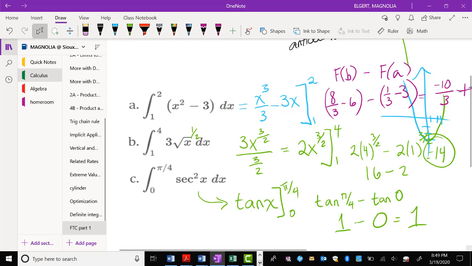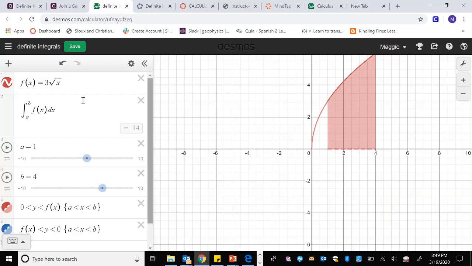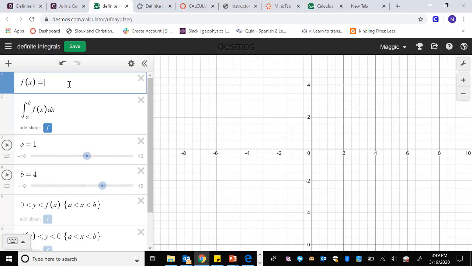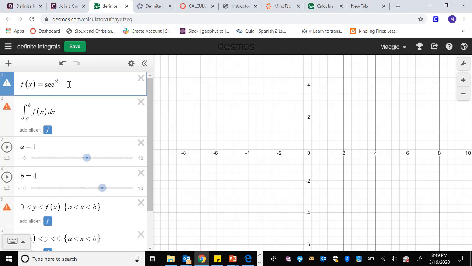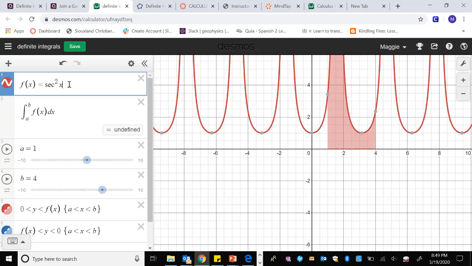I'm not sure how well that one would work in the Desmos that I gave you. I can check it real quick. If I put in secant squared of x, you'd have to approximate. You'd have to go in here and change this, but you could use it.